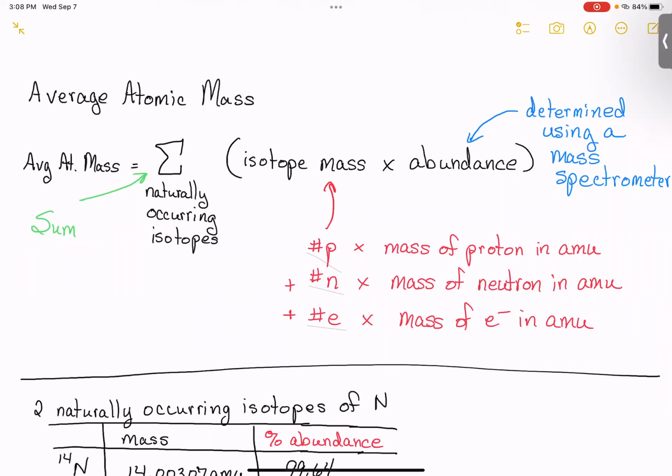Now the abundance. Abundances are determined using instrumentation.